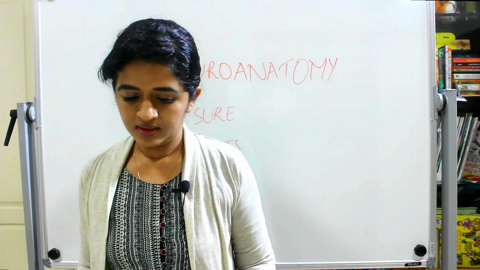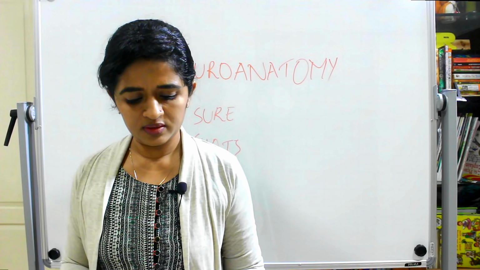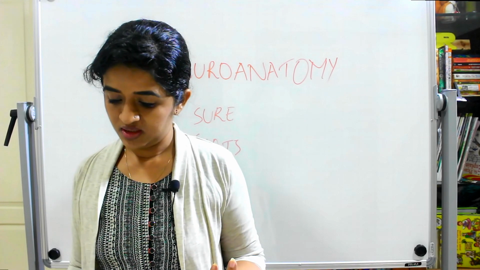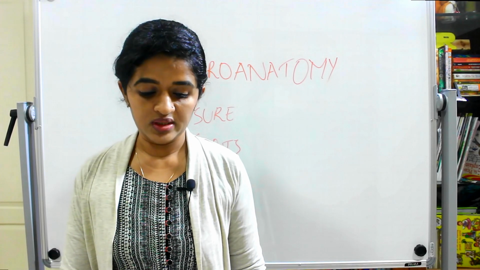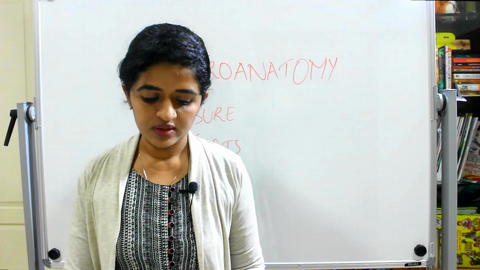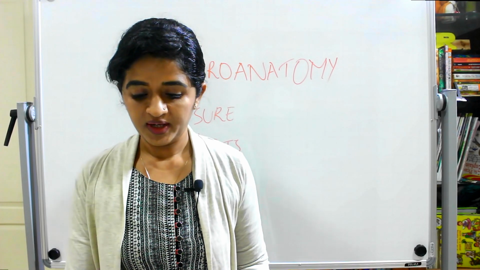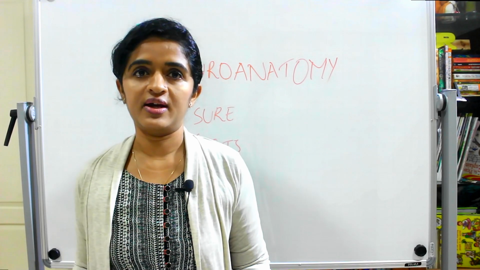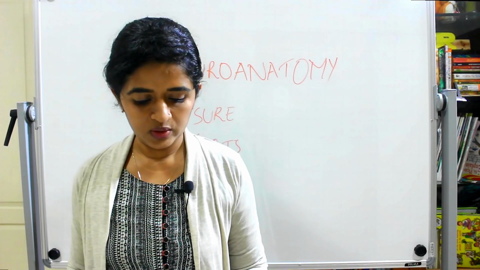Now, some of the topics which can be asked as a short note, 2 marks or 1 mark question are, you might get what do you mean by nucleus ambiguus, what do you mean by Edinger-Westphal nucleus, like that you can get questions. And also nucleus of solitary tract, NTS, nucleus tractus solitarius, that also you can get.